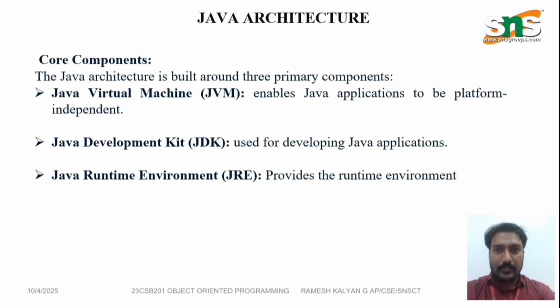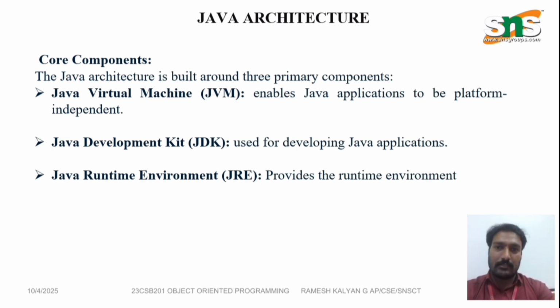As we saw in the previous diagram, the Java virtual machine, JDK and JRE are the three core components of the Java architecture. The first one is the Java virtual machine. It mainly enables all Java applications to be platform independent. As we saw in the introduction, Java is platform independent, so it can be installed and worked on any platform, any OS as we wish. The JVM plays an important role in this process.